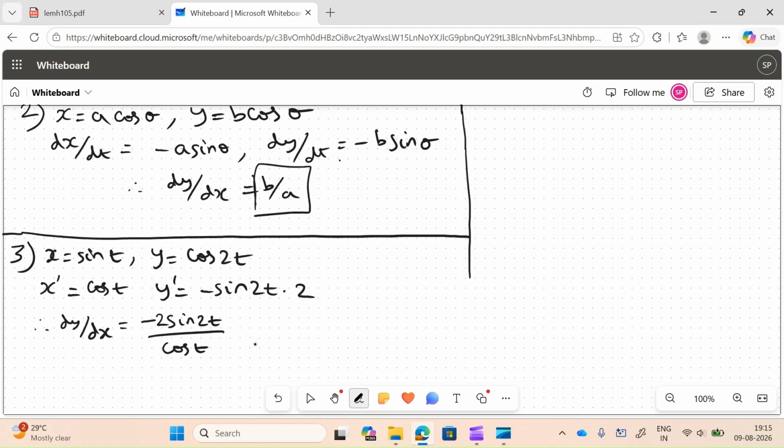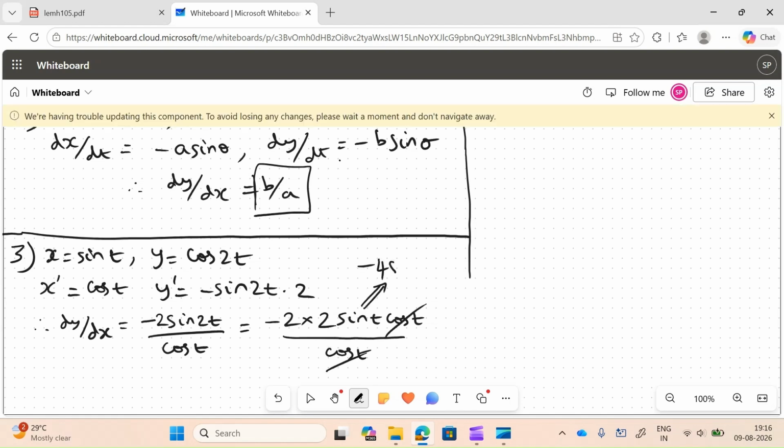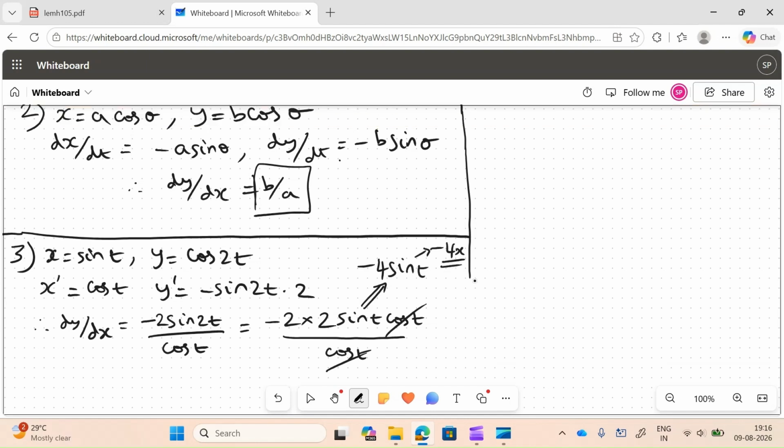Now actually you can leave it like this, but can you see some trigonometry formulas where you can simplify this? What is sin 2 theta? 2 sin theta cos theta, right? So this will be 2 sin t cos t divided by cos t. Cos t cancels. So it will be minus 4 sin t, or can be written as minus 4x also. Understood? Very simple guys, okay? So we'll move on to the next question.